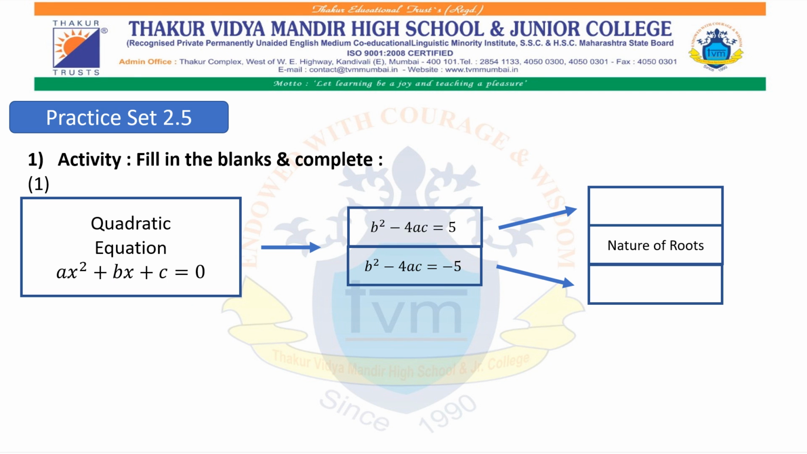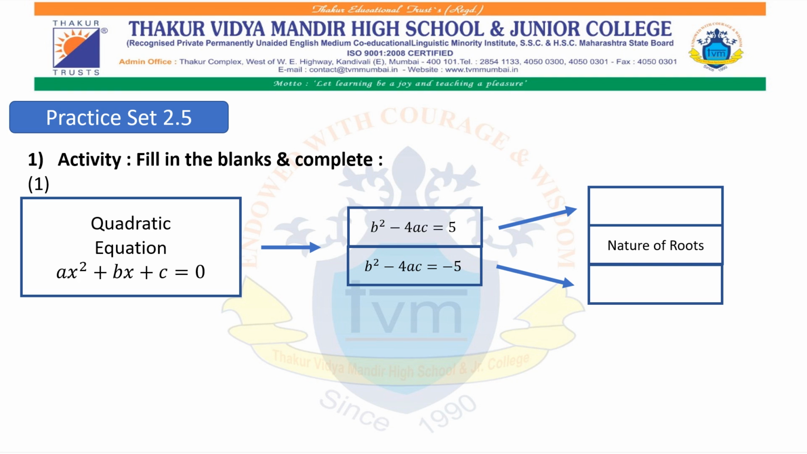Let us start with practice set 2.5. Main question 1, activity. Fill in the blanks and complete. The first one. In the first box on the left hand side, they have given a quadratic equation in standard form, that is ax square plus bx plus c equals 0. And then, showing with the right arrow, they have given us two boxes with the value of the discriminant. In the first box, the value of the discriminant is positive 5, and in the second box they have given negative 5.